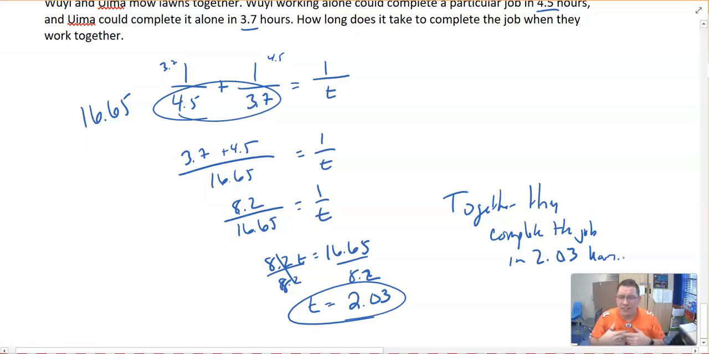And again, it's not a complicated rational problem unless there's other mitigating things in the problem that make it more complicated. So that's it for today.